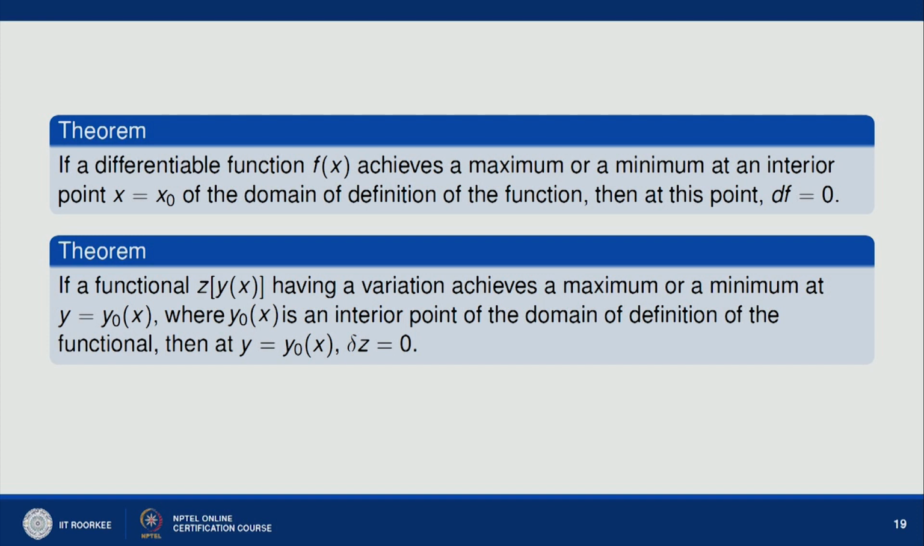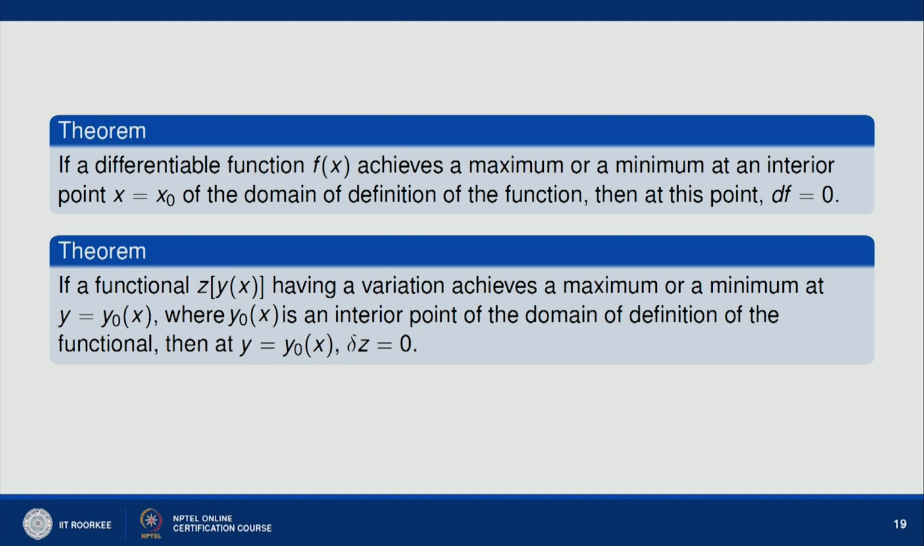Now if you remember, the theorem to find maxima and minima for a function says that if a differentiable function f(x) achieves a maximum or a minimum at an interior point x equal to x naught of the domain of definition of the function, then at x equal to x naught the differential is equal to 0. On a similar line, we want to define a theorem which gives a maximum or minimum at a given curve y equal to y naught(x).